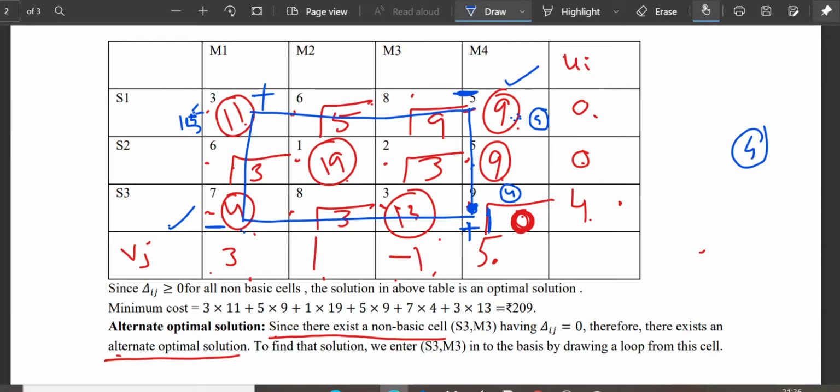So remember that from wherever you start making the loop, the new circle will come there, and wherever you select the minimum, that cell will go off. Okay? So now 19 and 13 will remain as it is. So I must make these changes in the next table. Don't make the changes in the same table. You have to draw the table again, right? So let me make the changes in the next table.